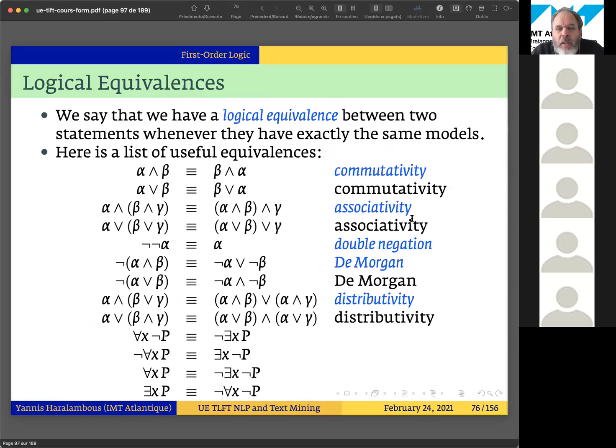In this slide, I'm giving you some tools for making calculations. It's something the machine can do, and the machine does very well. And these rules have names. They are either properties of connectors, commutativity, associativity, or properties of interaction between connectors, and interaction between connectors and quantifiers.